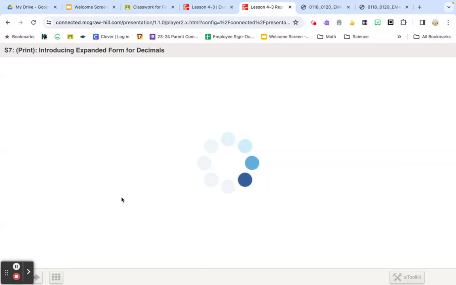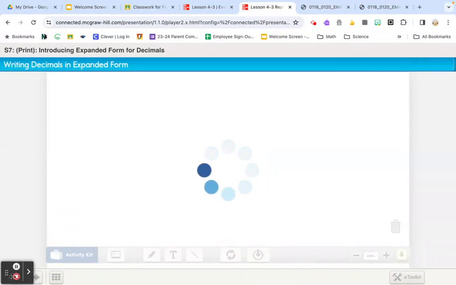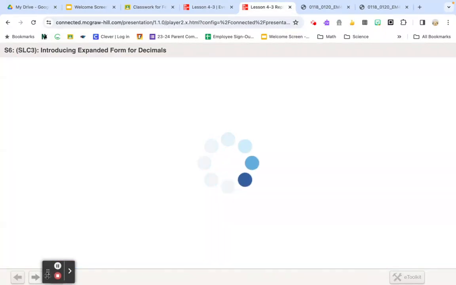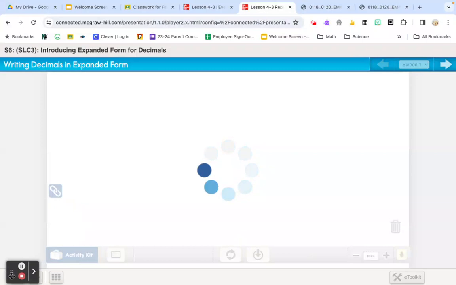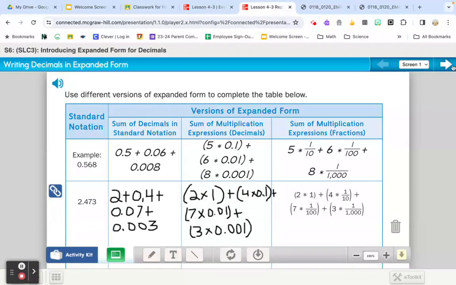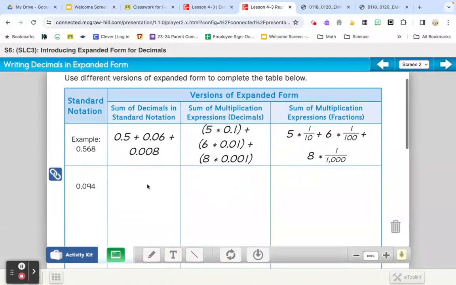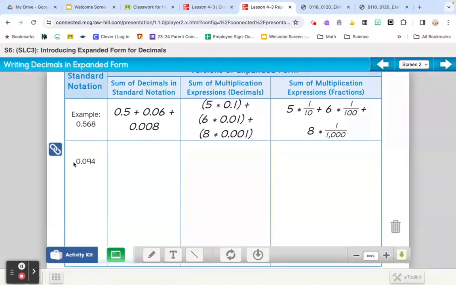So what I would like you to do is to go ahead and go down to the next row and pause the video and see if you can solve 0 and 94 thousandths. If you get stuck, feel free to unpause the video and listen to me walk through it, but see if you can do it on your own.